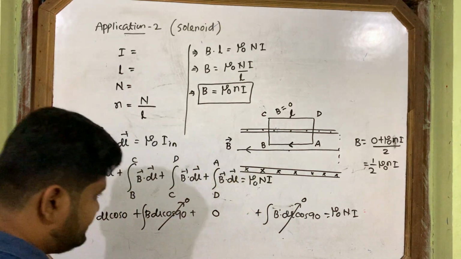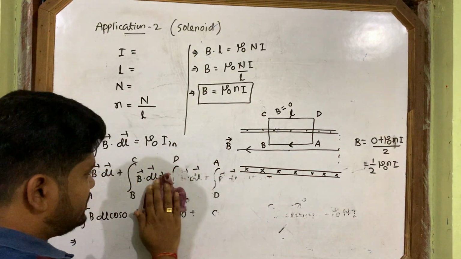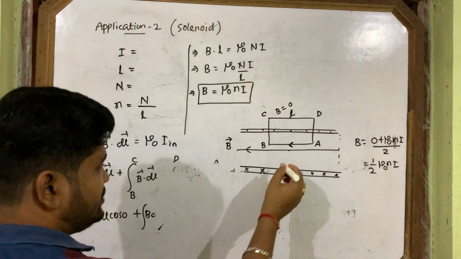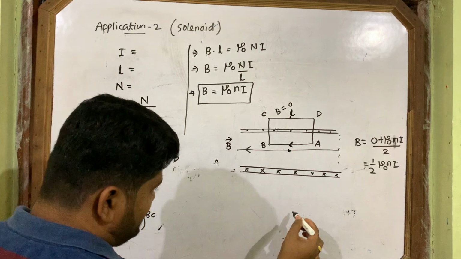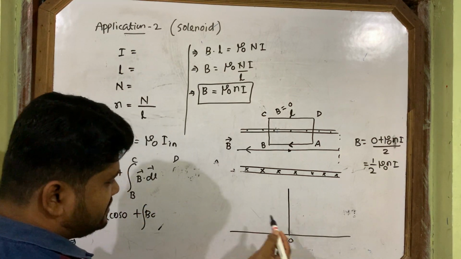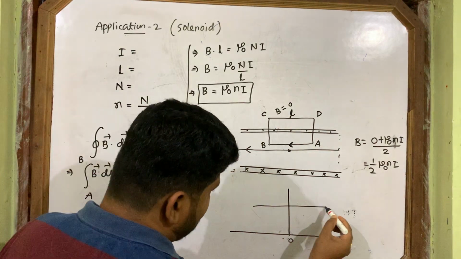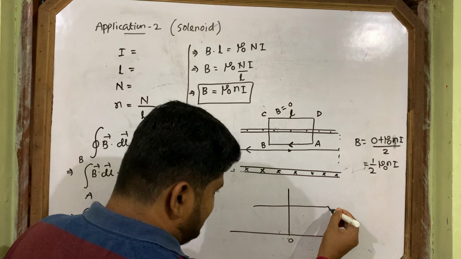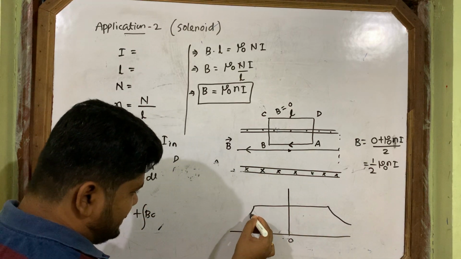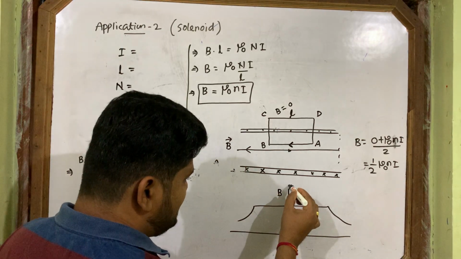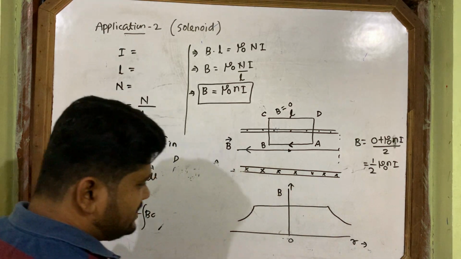If you draw a graph of the magnetic field for this solenoid, taking this as the origin, taking the middle one as the reference point, this is the middle of the solenoid, the center of the solenoid. Inside it the magnetic field is constant. Then at the end of the solenoid it decreases like this. From the end of the solenoid, the magnetic field decreases like this. This is the magnetic field and this is the distance from center.